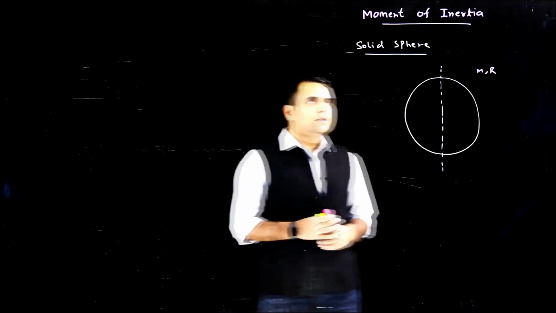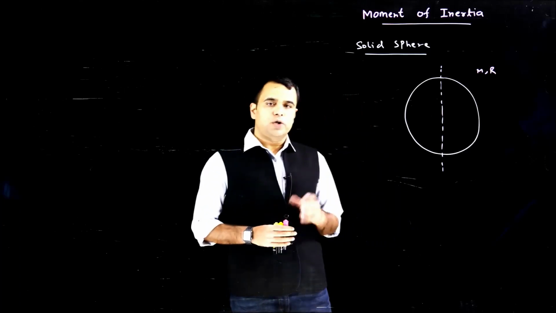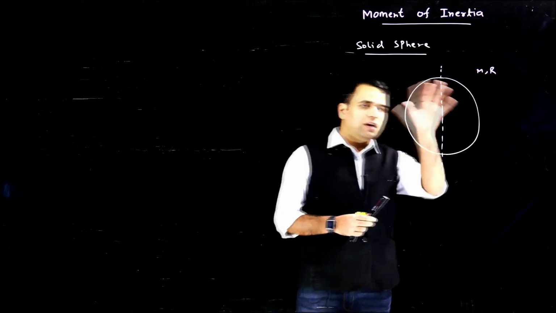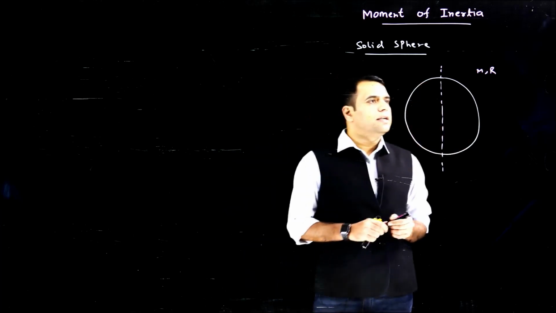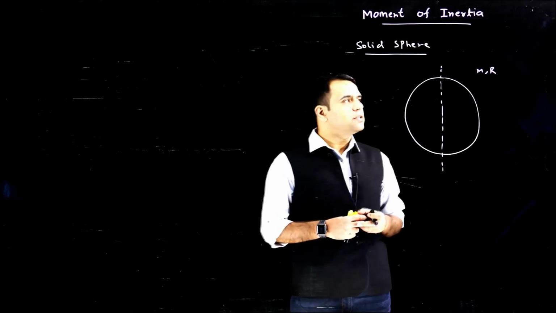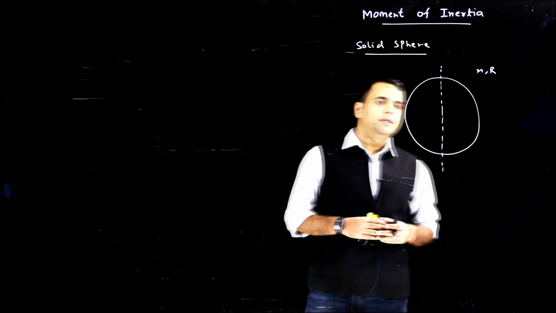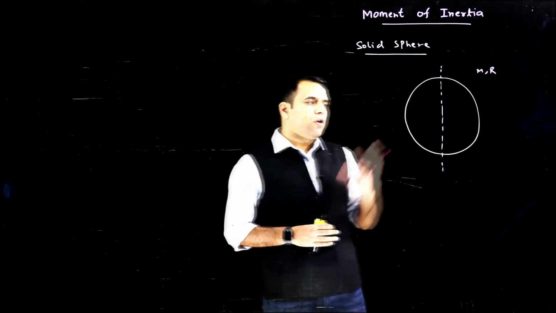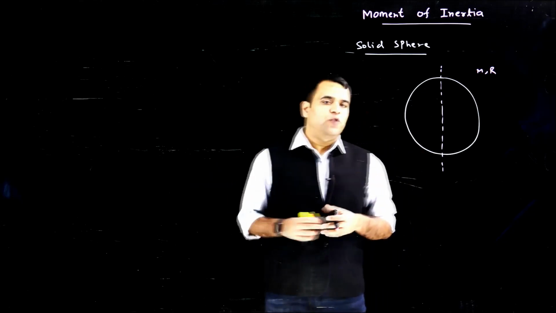Hello. Now I will study the moment of inertia for a solid sphere. Now we have this solid sphere, and the mass of this solid sphere is m and the radius of this solid sphere is r. Okay. So we want to calculate the moment of inertia. We don't have that formula right now.